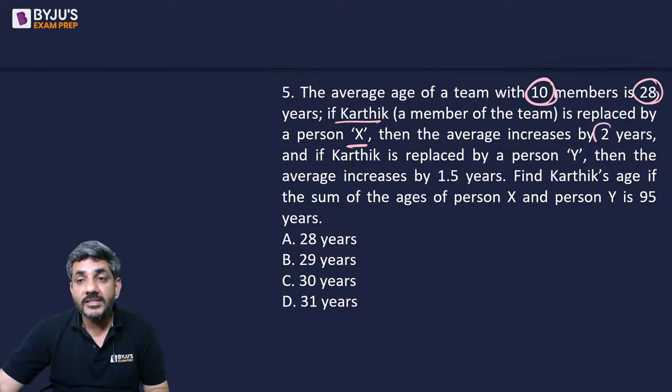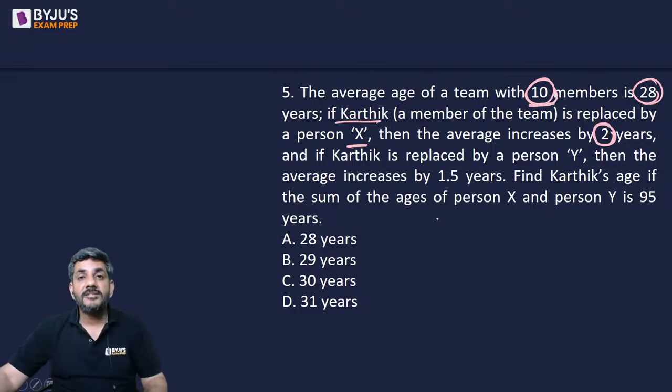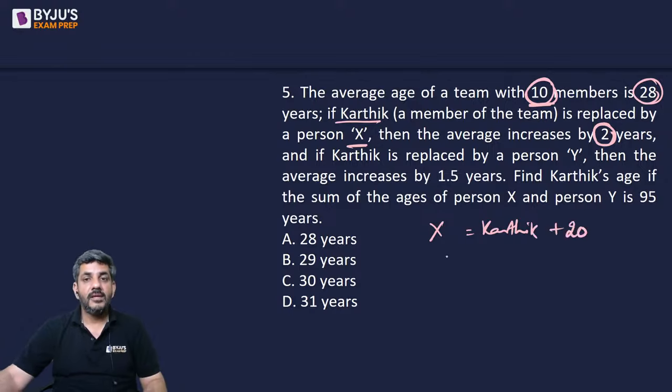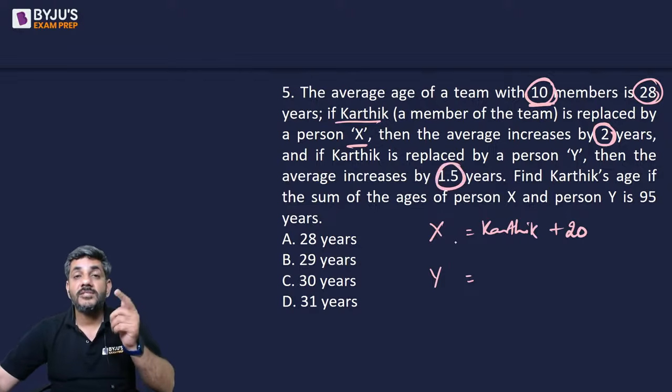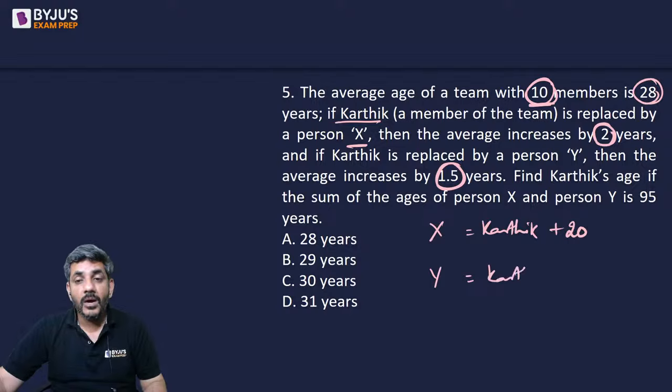He says the average increases by 2. 10 members are there, and the average is increasing by 2. This means the total is increasing by 20. That means this guy X has an age which is 20 more than that of Karthik. Similarly, when he is replaced by Y, the average increases by 1.5. That means the total increases by 15. So this guy Y is Karthik plus 15.